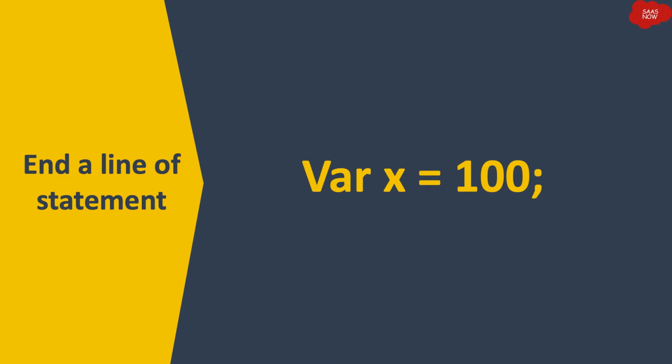Ending a line of statement. In the same code, you can also see semicolon, which is basically added at the end of the line of this statement. Semicolon is used to complete one line of statement or code. It is also used to separate other lines of code with each other.